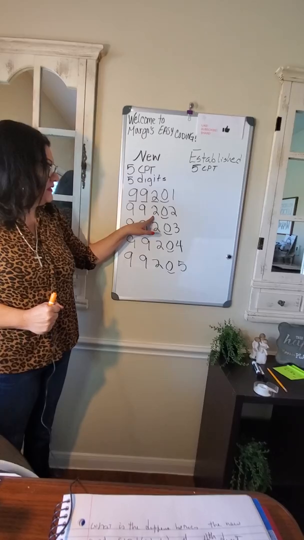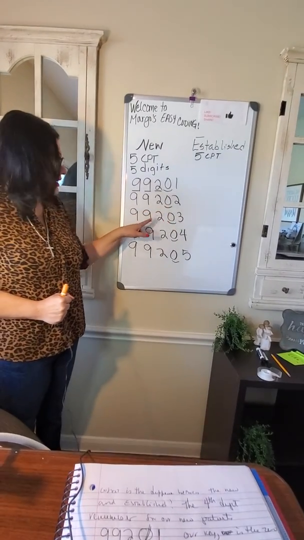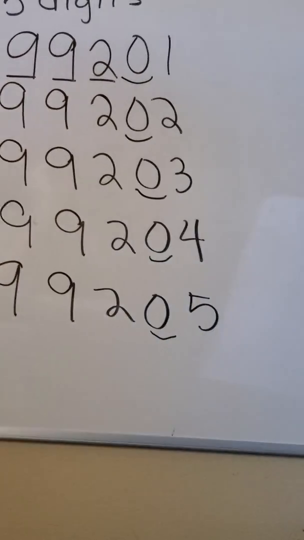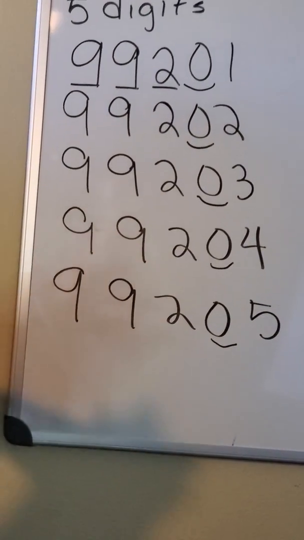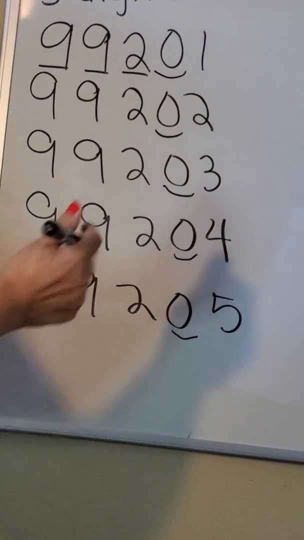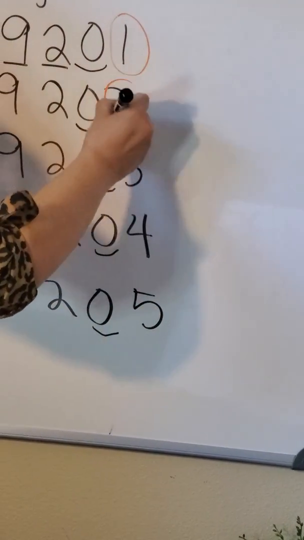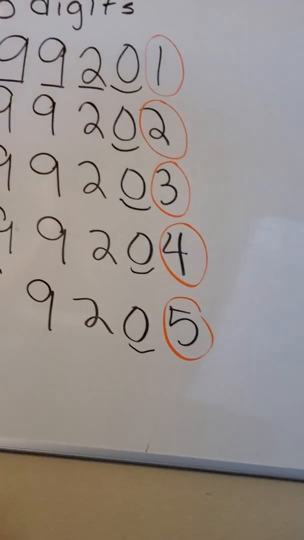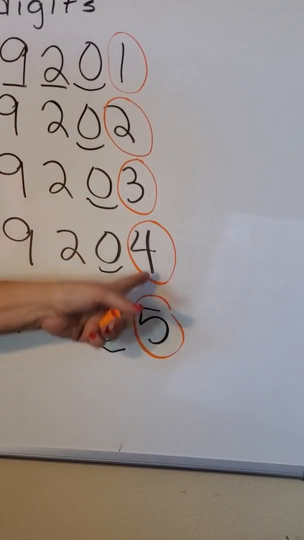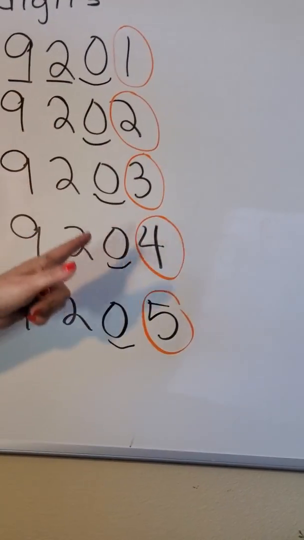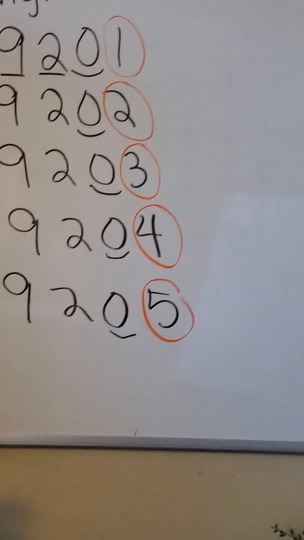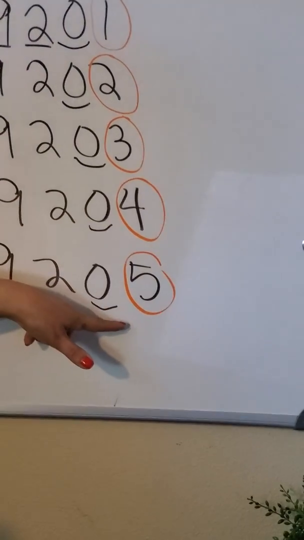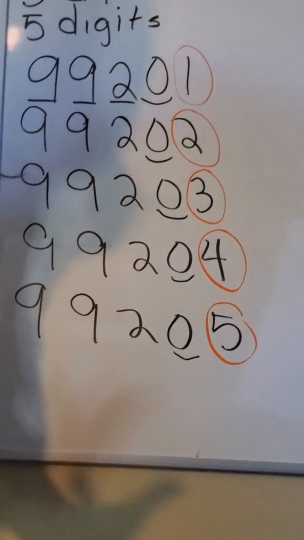Evaluation and management face-to-face for a new patient, and so on. The only thing that changes is the last digit: 1, 2, 3, 4, 5. The reason the last number changes is because it has to do with money. The higher the number, the more expensive the office visit.